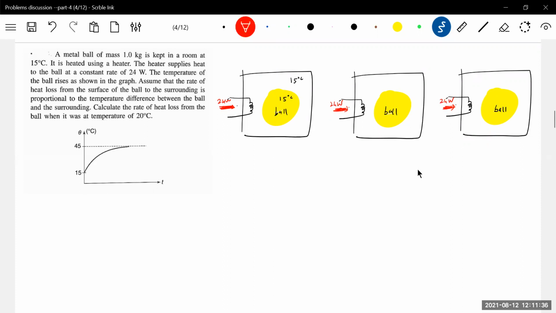You see this. The temperature of the ball rises with this one. So here it is 45 degrees Celsius, and the room is 15 degrees Celsius. First, initially, we will write the equation from Newton's law of heating formula.